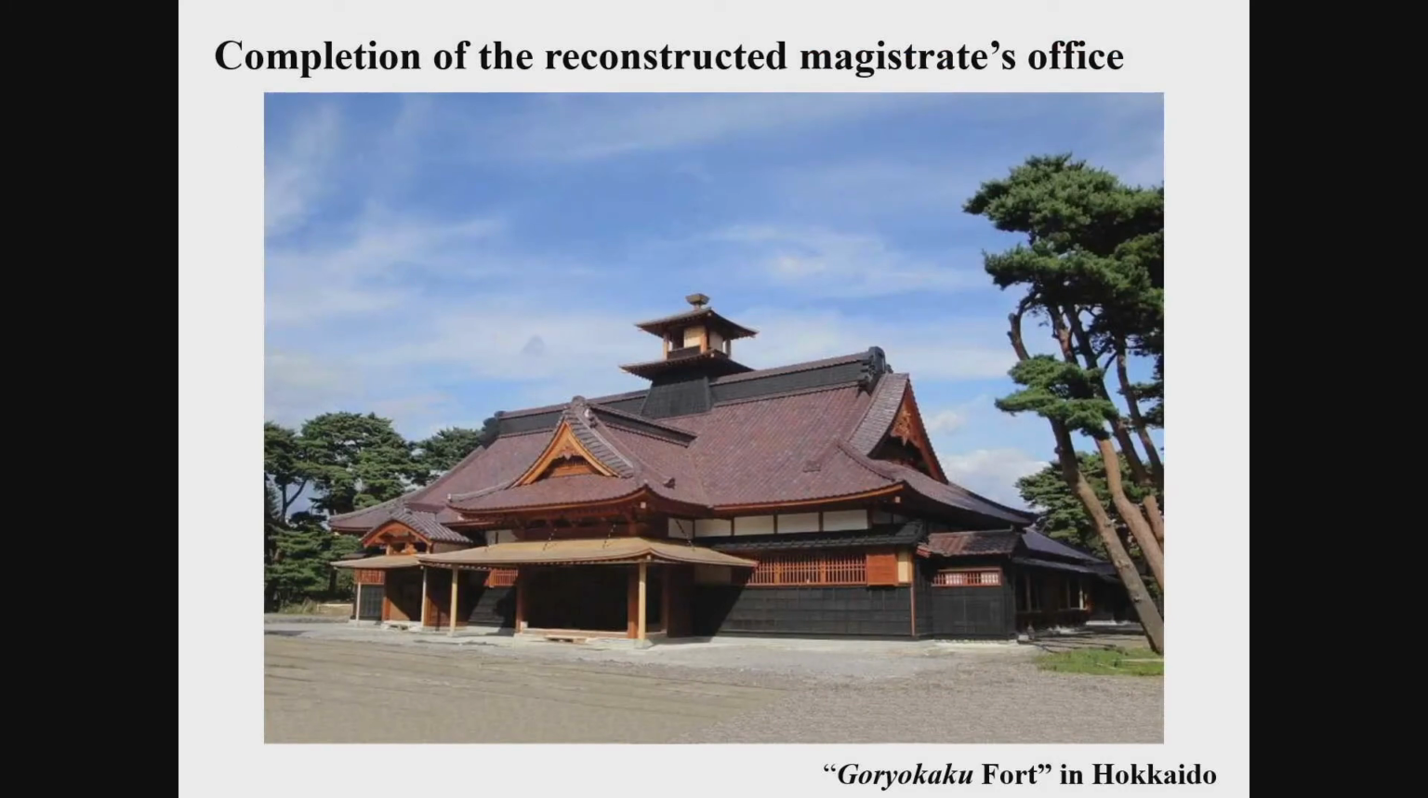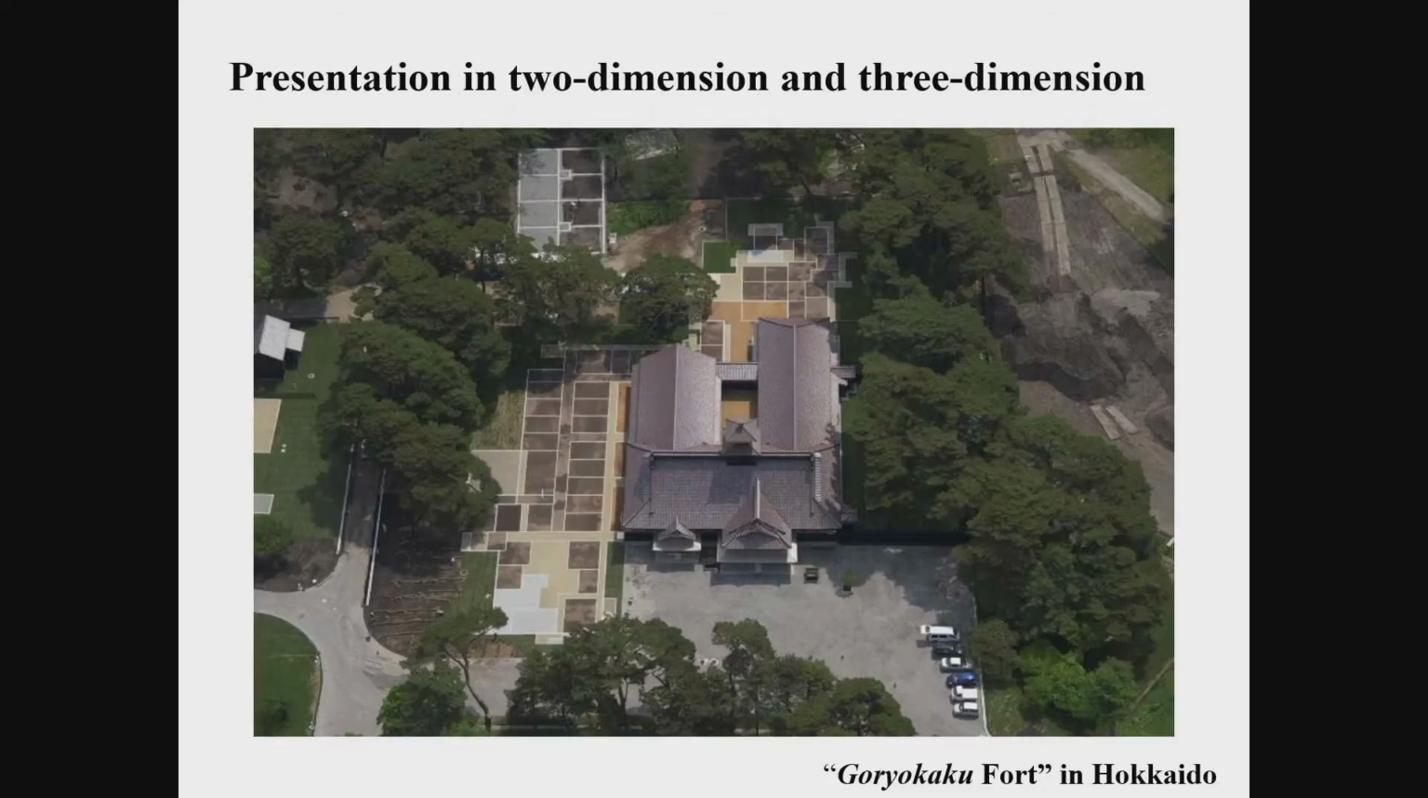This is the reconstructed Magistrate's office. It seems that the building, which is the same shape as that shown in the old photo, is completed. The exteriors of the building have been faithfully reconstructed as well. However, as I mentioned earlier, not all of the entire building has been reconstructed.